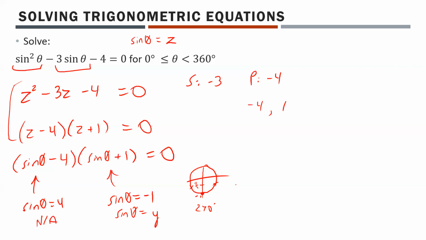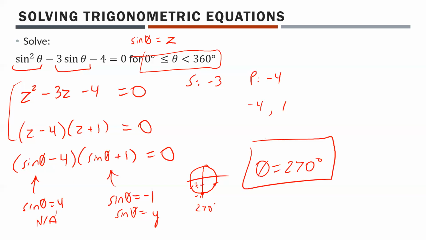Anyway, long story short, I'm rambling here. From this one, we can tell that our theta equals 270 degrees. And that is the only answer for this factor. And this factor had no answers at all. And because we're dealing with a domain of between 0 and 360 degrees, theta equals 270 is our only solution. We don't have any other solutions outside of that one.